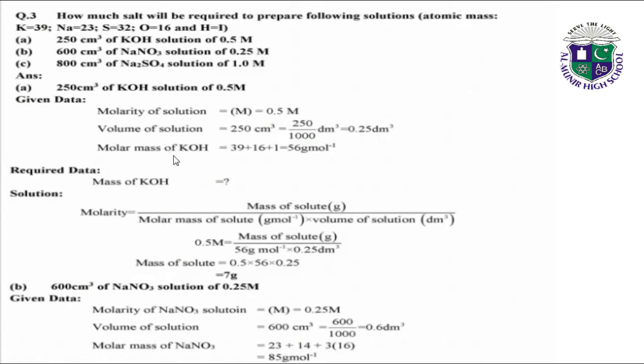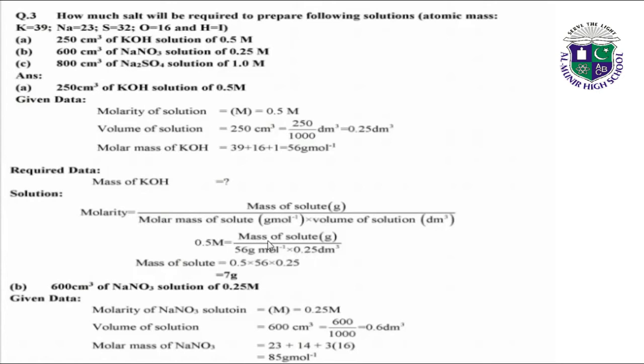To calculate the molar mass of potassium hydroxide, which will be 39 plus 16 plus 1, will be 56 grams per mole. Required data is mass of potassium hydroxide. To find the molarity, we will take this formula from our unit number 6. Mass of solute divided by molar mass of solute into volume of solution. So 0.5 moles is equal to mass of solute divided by 56 grams per mole into 0.25 decimeter cube.